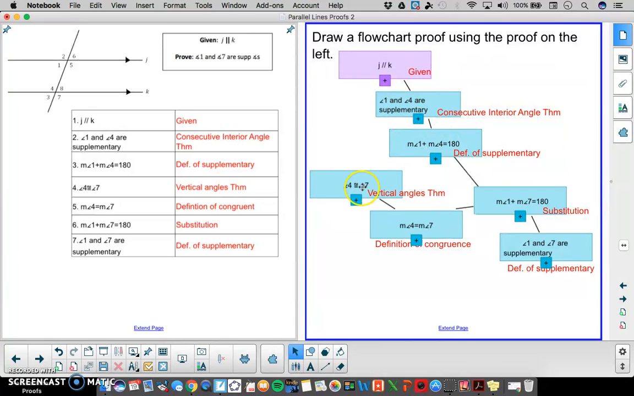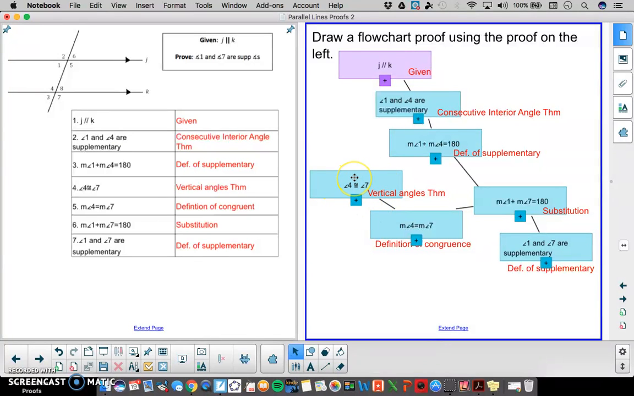Notice then how we branched off and we have a new branch over here. The vertical angle theorem did not branch from the parallel lines or from the angles adding to 180 or being supplementary. Notice how this piece in our flowchart is not connected to any of those pieces. It did not flow directly from any of those pieces. None of those statements directly imply vertical angles. We just know vertical angles are congruent from our picture. So we have a new branch here that states our vertical angles are congruent.